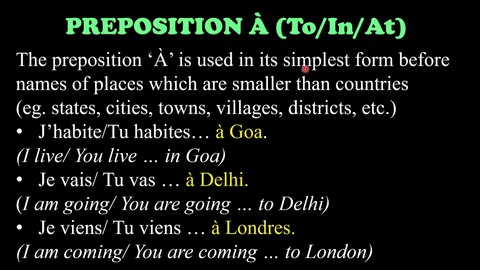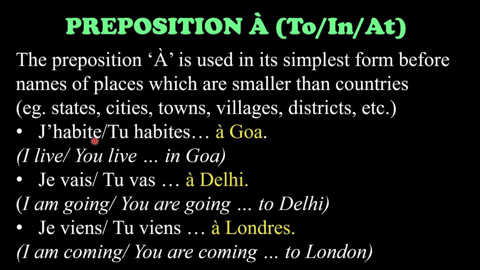It is used in its simplest form, that means it is used as à. Okay, the accent on top is important. It is used in its simplest form before the names of places which are smaller than countries. So whenever you want to say you are going to a particular city, or you live in so and so state, or you're working at so and so village, whenever you want to talk about something that is happening in, or you're going to, or coming to, or living at, and the place is smaller than a country, then you have to use the preposition à.